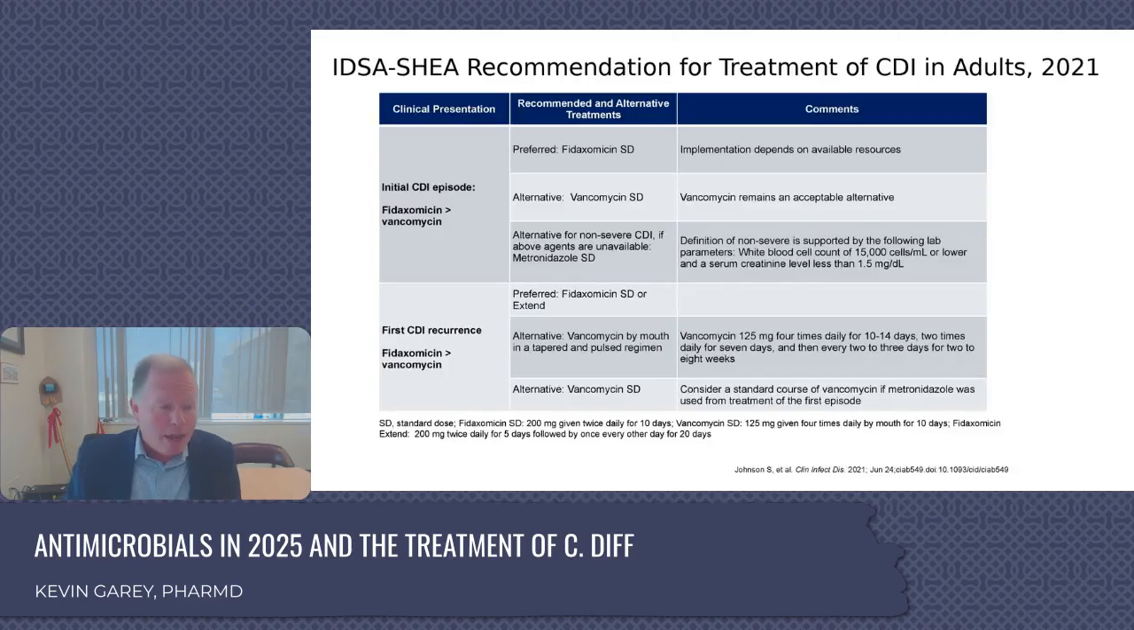So the antibiotic lecture with C. diff is not overly complicated. For initial CDI episode, it's fidaxomicin, vancomycin if you can't get hold of fidaxomicin. And for the first CDI recurrence, it's the same thing again, fidaxomicin over vancomycin, unless you can't get fidaxomicin. And then metronidazole is casually mentioned: if you can't get either of the other two, then consider metronidazole, but only for very mild disease.